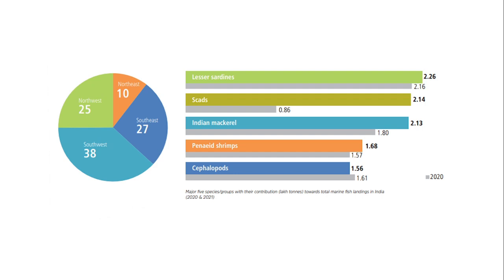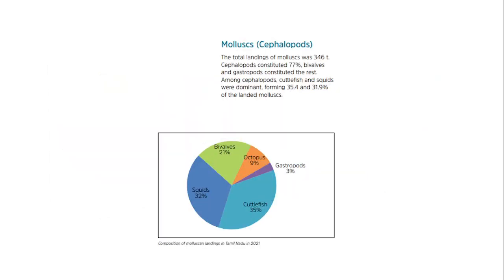These are the major five species or groups and their contribution in lakh tonnes toward marine fish landings in India. The first species, oil sardine, contributed about 2.26 percent in 2020. The second is cat, the third is Indian mackerel, the fourth is the white shrimp, and the fifth is the cephalopod species, which contributed about 1.56 lakh tonnes during the corona period. For the mollusca, including cephalopod species, the total landing of mollusks was about 3 lakh 46 tonnes.